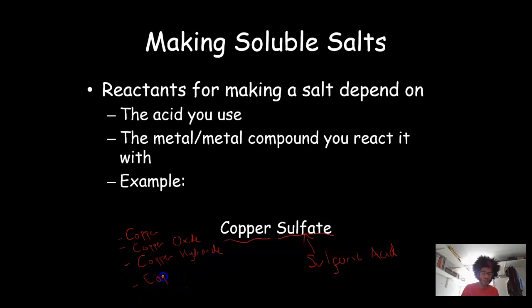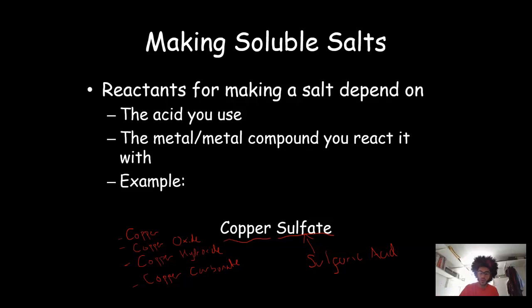It doesn't really matter which one of those you use. The key thing is that they all contain copper in one form or another. You're probably going to make lots of other different products. You might make water or hydrogen or carbon dioxide. I'm not going to get into that because that can be covered in other videos. The key thing you should be aware of is that they all contain copper. So the metal or metal compound contains the metal that you're looking for, which in this case is copper. And then the acid, it has to be sulfuric acid. You can't use any other acid like hydrochloric or phosphoric or whatever, because it's going to give you a different salt.